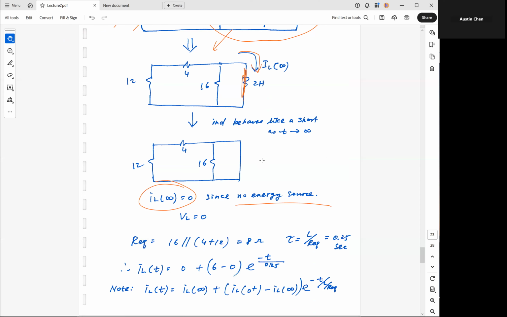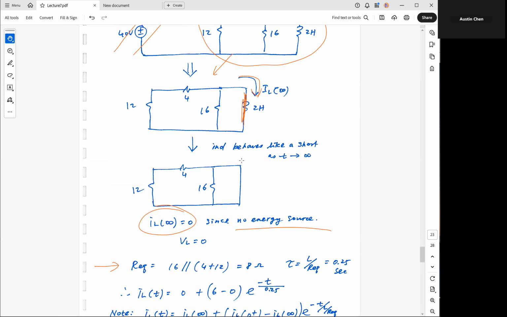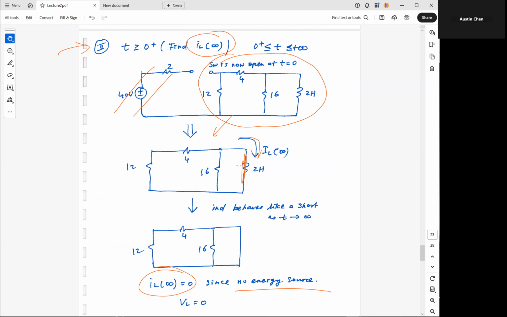Let's see. So then the next step is to find tau. Tau is equal to L over Req. And to find Req, we need to look at the circuit after the switching event. So you can look at this circuit here after the switching event.